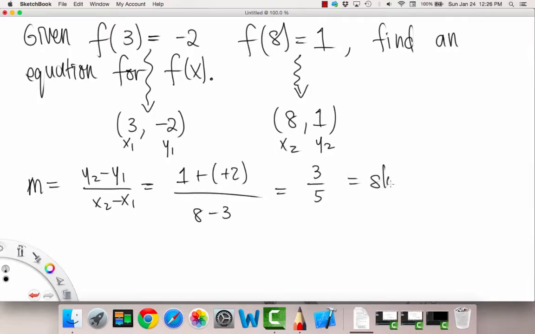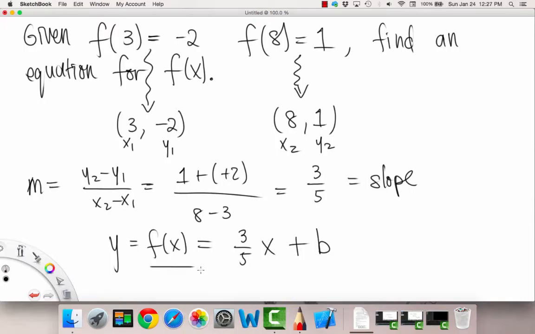Okay, so this is equal to our slope. And now you might be thinking, well, how do we get to our y-intercept? I know that's where our input is 0, but how do we do that? So the answer would be, well, let's just write out what we know so far. So f of x is equal to slope, so 3 over 5, times x plus b, okay? So now it's like, well, all right, so how do I find b? Because now I have this guy, this guy, and this guy that I don't know.